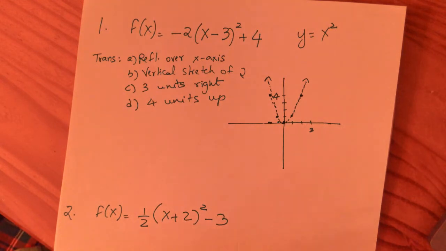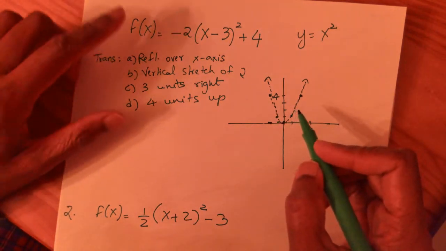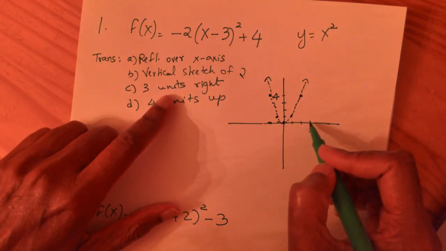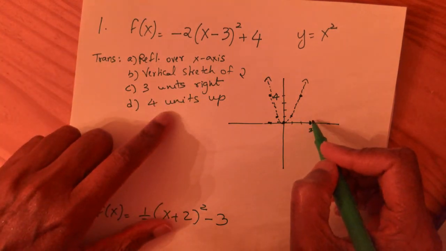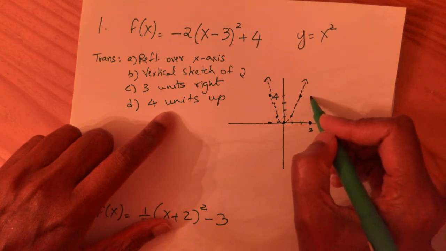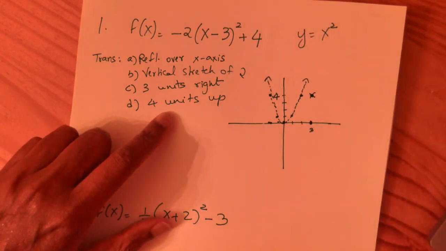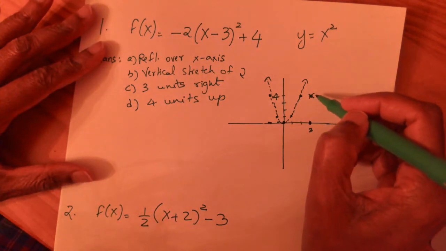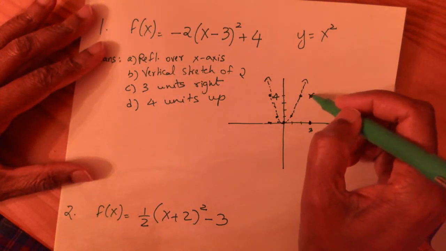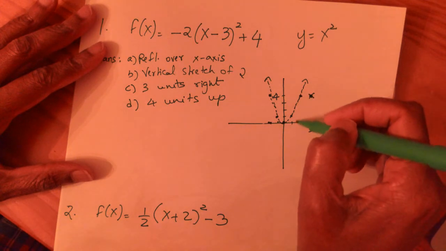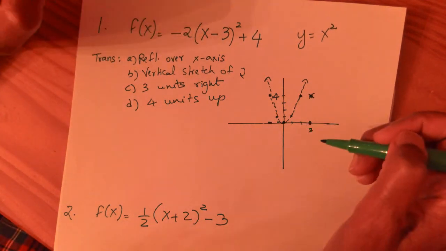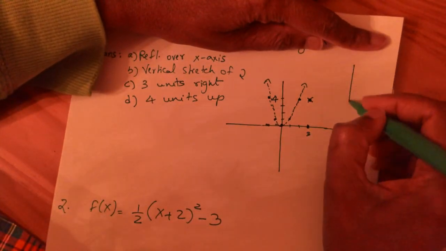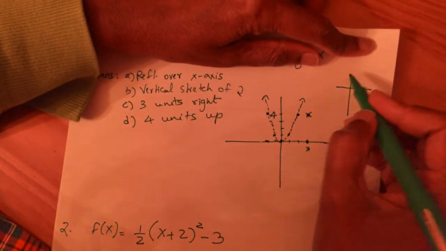Okay, now let's do the transformation. Let's first take care of the vertex. So 3 units to the right and 4 units up. So this is where I'm looking at. This is my new vertex. And then its reflection, so it will come down. So instead of doing 1 across 1 down, 1 across 1 down, that would be it if I didn't have this 2 in the front. But the fact that I have a vertical stretch of 2 means it's growing at twice the speed. So let's go ahead and see how you want to take care of this.